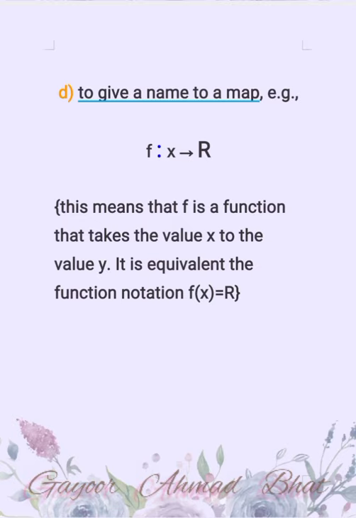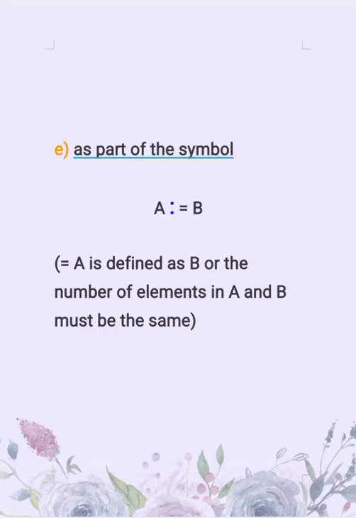Part D, to give a name to a map. For example, f : X → R. This means that f is a function that takes the value x to the value y. It is equivalent to the function notation f(x) = r. Part E, as part of the symbol A := B, it means A is defined as B, or the number of elements in A and B must be the same.